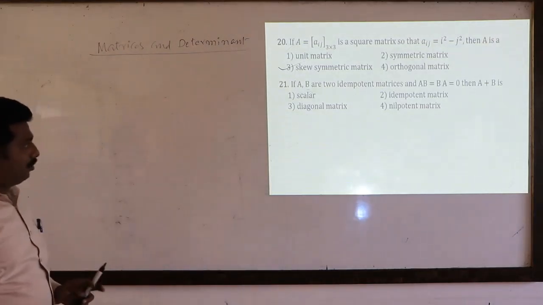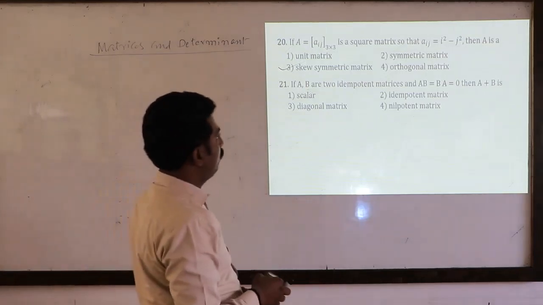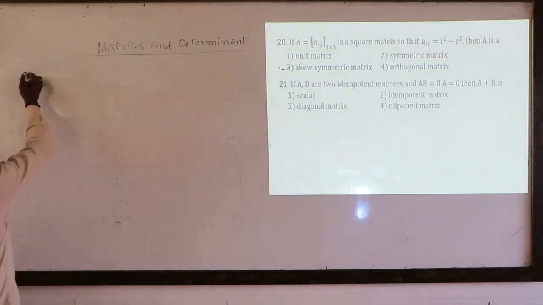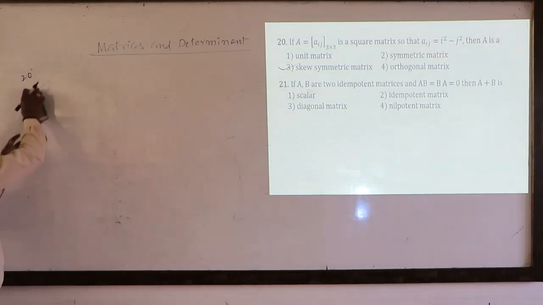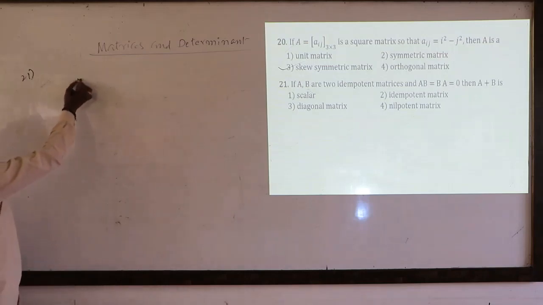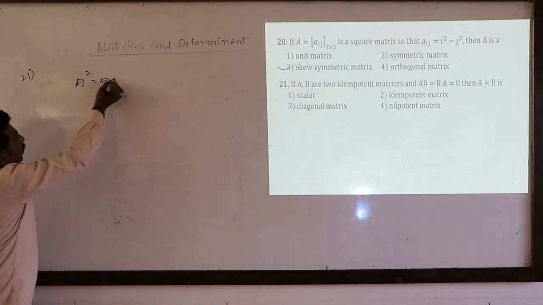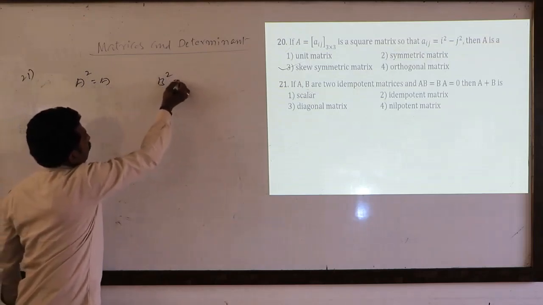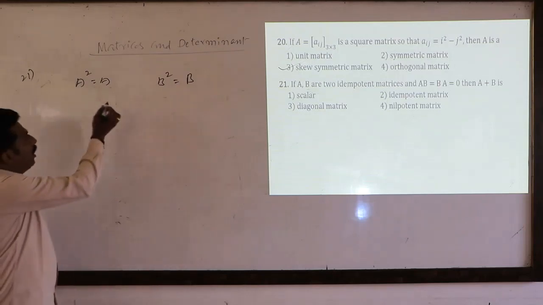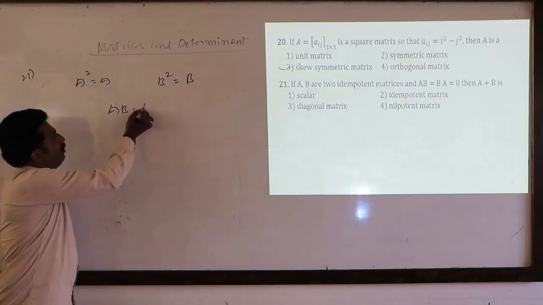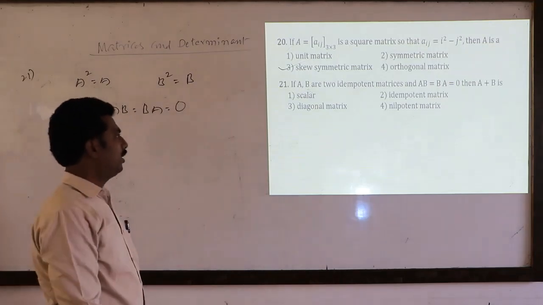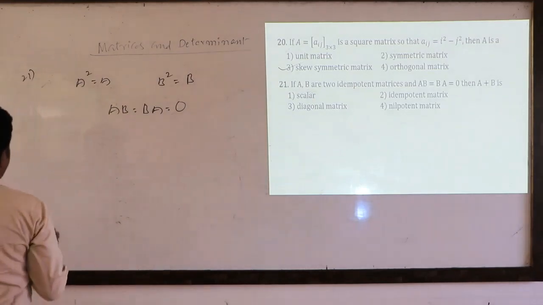If A and B are two idempotent matrices, AB equal to BA equal to null matrix. Idempotent matrix. So A is idempotent means we can write A square equal to A. B also idempotent means B square equal to B. This is the given data. And AB equal to BA equal to null matrix. Then what about A plus B?